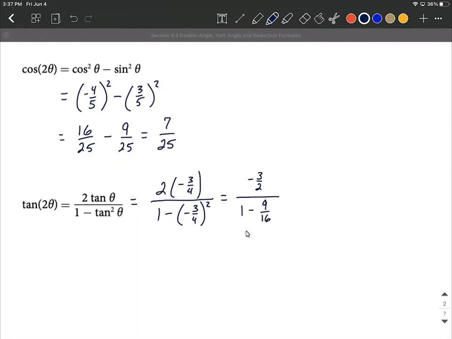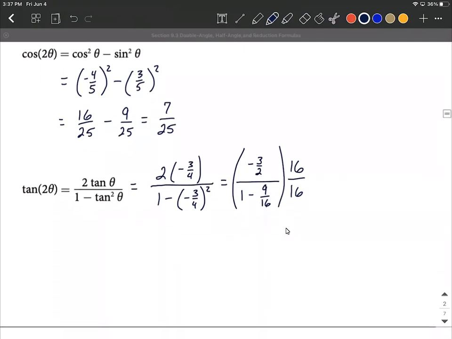This isn't the best answer we can get to, as we still have fractions inside of fractions. To clean this up, I'm going to multiply both numerator and denominator by 16. My goal here is to multiply by 1, which is the same as multiplying numerator and denominator by the same thing, but the goal is to get rid of these little fractions within the big fraction. 16 is a multiple of 2 and a multiple of 16. So 16 times negative 3 over 2 is going to be negative 24.